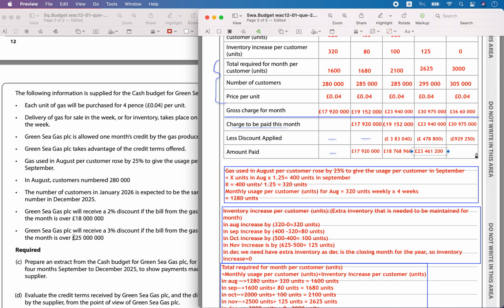Then 39,975,000 minus 929,250. So that is going to be equal to 39,045,750. So 39,045,750 pounds is the amount of money they need to pay in the month of December. So these are the cash budget for the Green Sea Gas PLC towards North Sea Gas PLC.